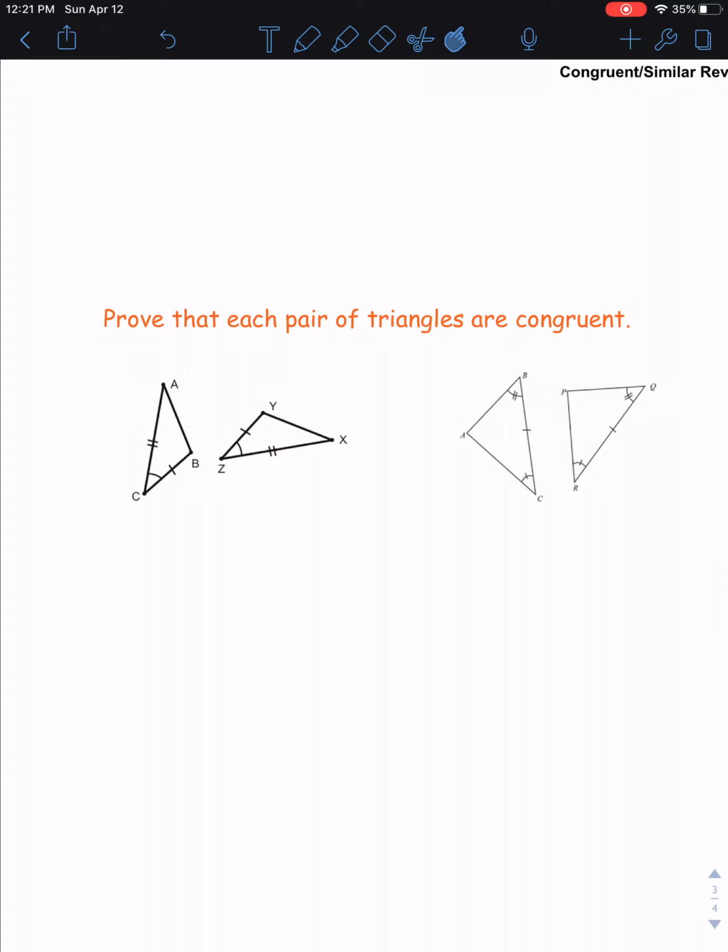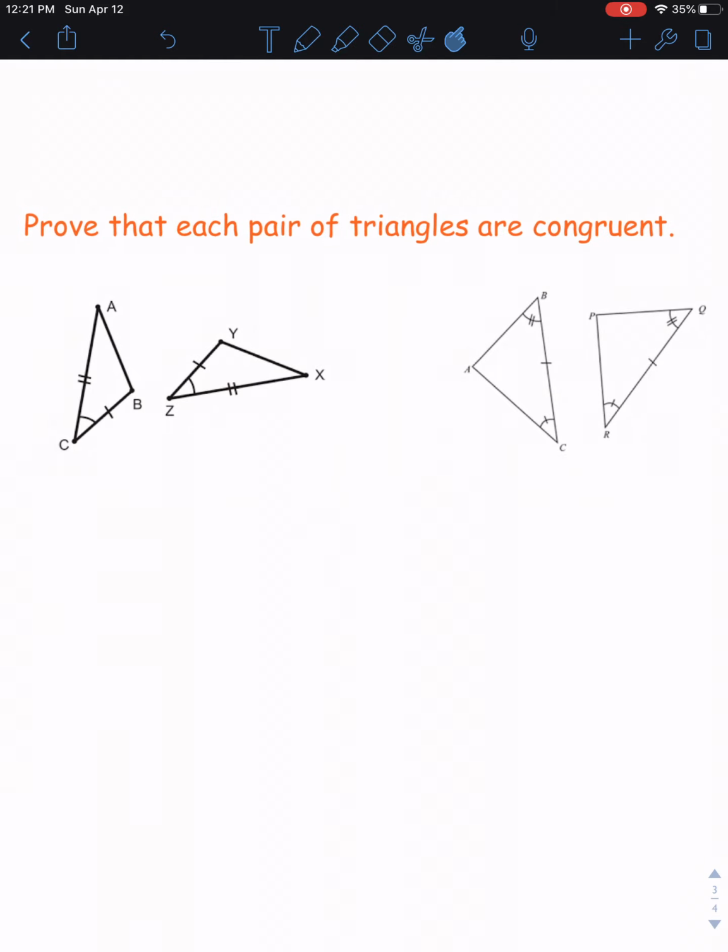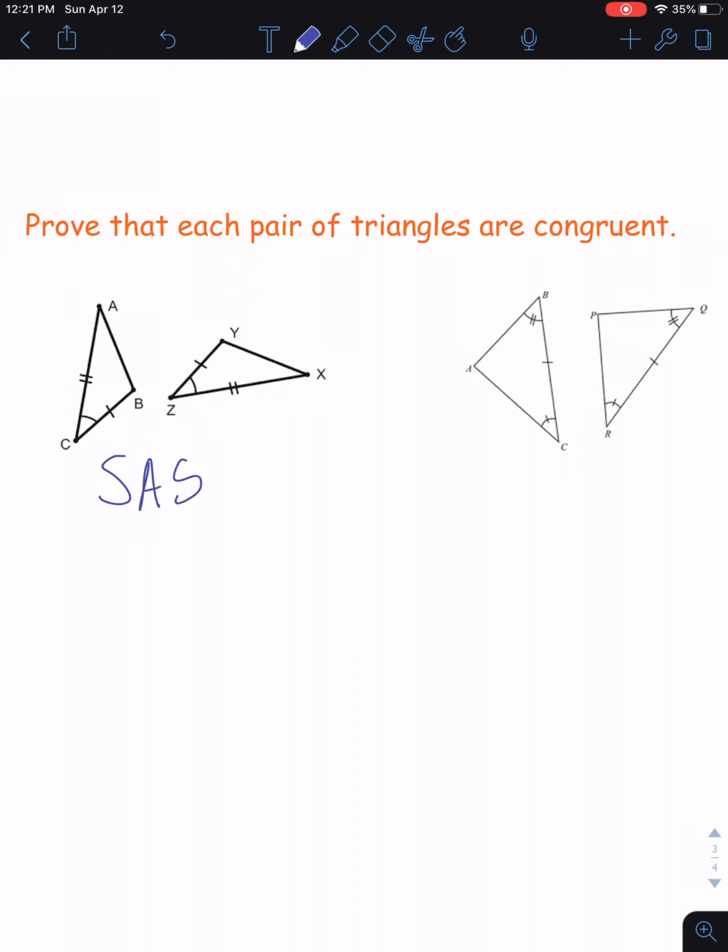Here we have two pairs of congruent triangles, and we can prove that they're congruent. And remember, we have those shortcuts to prove that they are congruent. One of those shortcuts is side, angle, side. So since I see a pair of sides, I see an angle, and then I see another pair of sides, I don't even have to know that the rest of those pieces in that triangle are congruent because side, angle, side is already enough information.